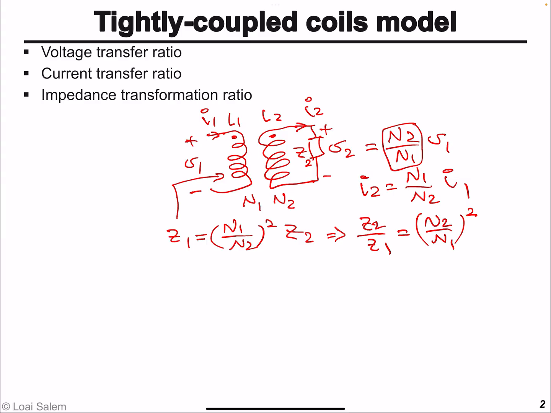Okay, so an ideal transformer essentially is a model for tightly coupled transformers. Essentially, it states mainly two facts. The first is that a transformer couples the voltage from the primary to the secondary according to the turns ratio N2 over N1, and the current according to the reciprocal ratio N1 over N2, and then we will have an impedance transformation ratio that's equal to the voltage transfer ratio squared.